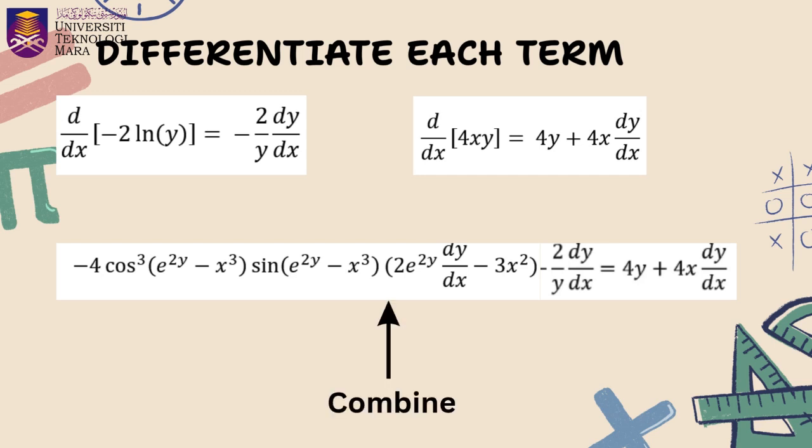Combining it all, we can get negative 4 cos to the power of 3 bracket e to the power of 2y minus x to the power of 3, sine bracket e to the power of 2y minus x to the power of 3, bracket 2e to the power of 2y dy/dx minus 3x to the power of 2, minus 2 over y dy/dx equals 4y plus 4x dy/dx.